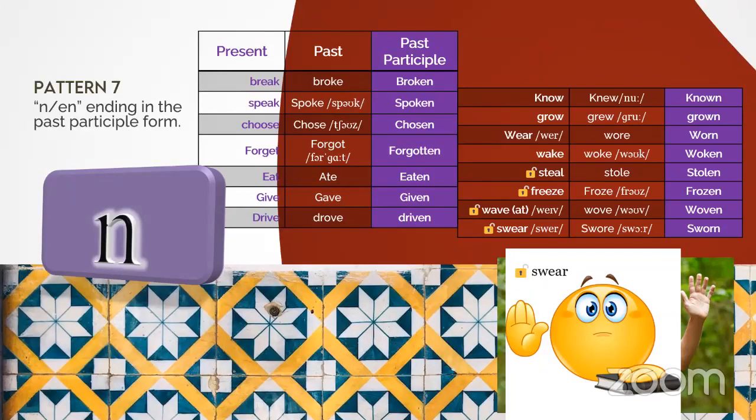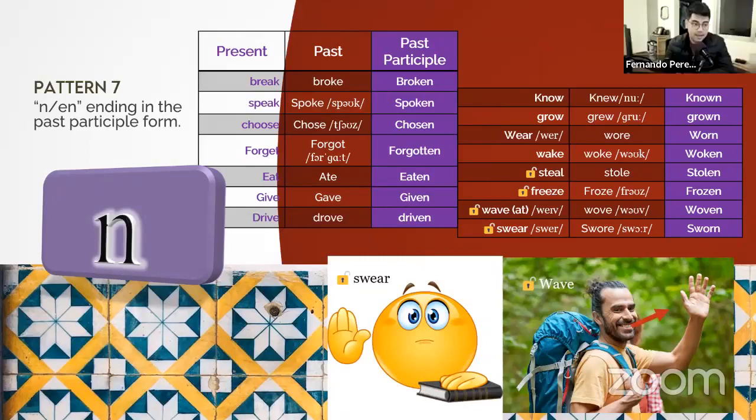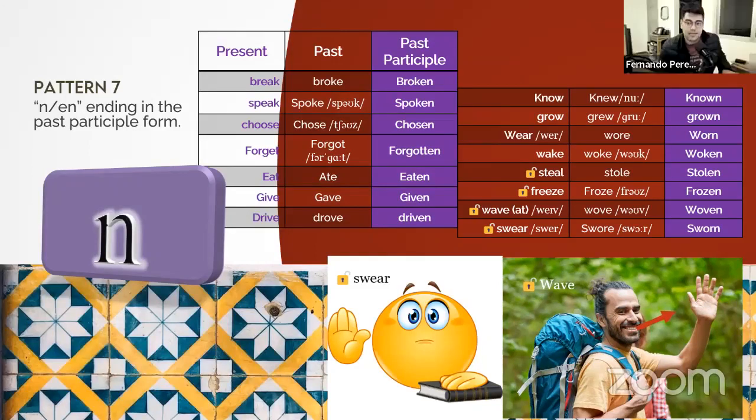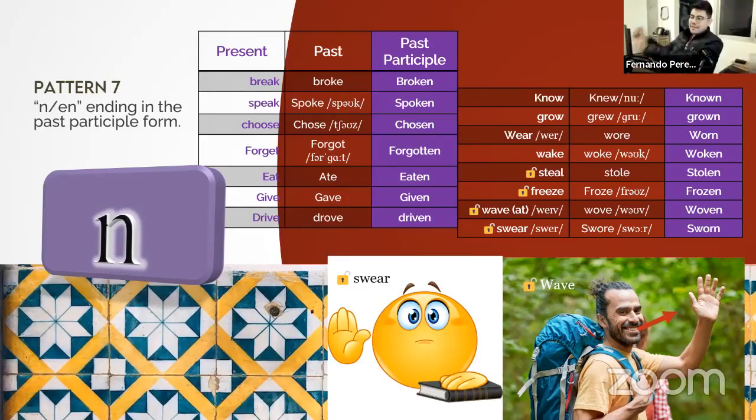Any question? About wave. I don't understand. It's only for the move of the hand? Yeah, it's the action of moving the hand. But it's a very specific verb. Can we use it in another thing or only the hand? Only the hand. Well, you can wave a flag, for example. When you do this with a flag, you wave it.